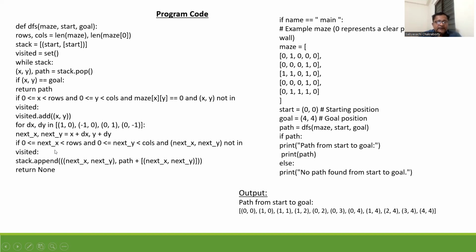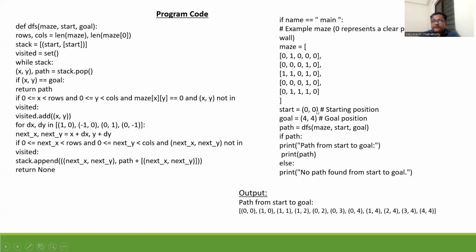So we have this condition: if next x is confined within 0 to the total row count, and next y is confined within the range of 0 to the column count, and the next x, next y combination is not in the visited list, then we should visit it. We insert that new x and new y into the stack, and the path is extended by incorporating this new x and new y. This is the way we create the path from source to destination, where the starting node is given as a parameter, 0, 0.